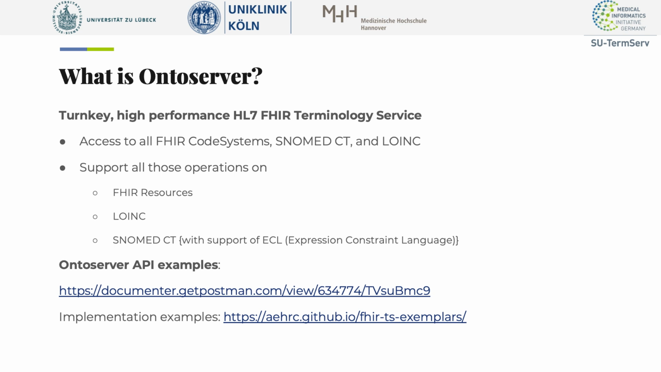Ontoserver is a high-performance turnkey FHIR terminology service that enables seamless access to various medical code systems like SNOMED CT, LOINC, ICD-10, and many more. By using these standard codes, we can ensure that patient data is interpreted consistently across different systems, regardless of language or location. Ontoserver is a powerful tool that can be used to improve interoperability in a number of ways. In the next slide, I'm going to talk about how we deployed Ontoserver at University Hospital Cologne.